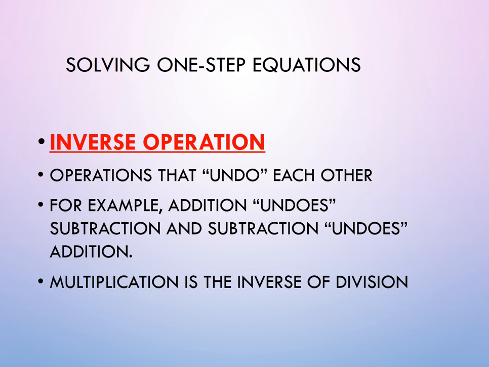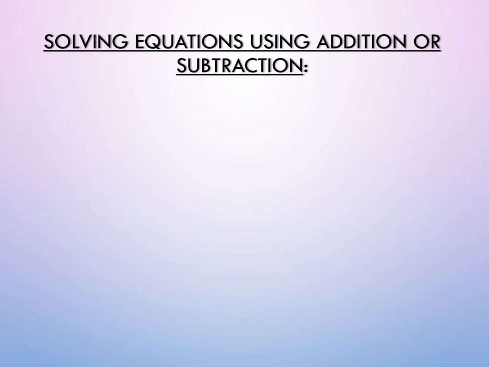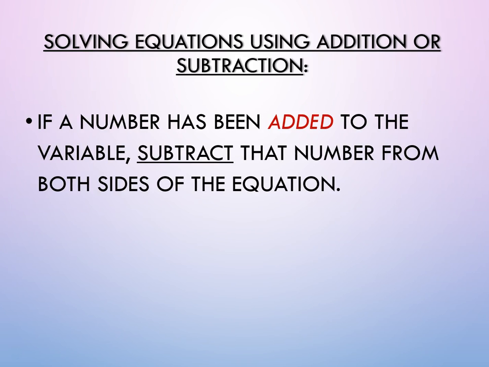Okay, so let's start with easy equations. Let's start with solving equations using addition or subtraction. If a number has been added to a variable, how do I get rid of adding something? I would subtract. So if a number has been added to the variable, subtract that number from both sides of the equation. What if a number has been subtracted from the variable? How do I get rid of subtracting? I would simply then add.